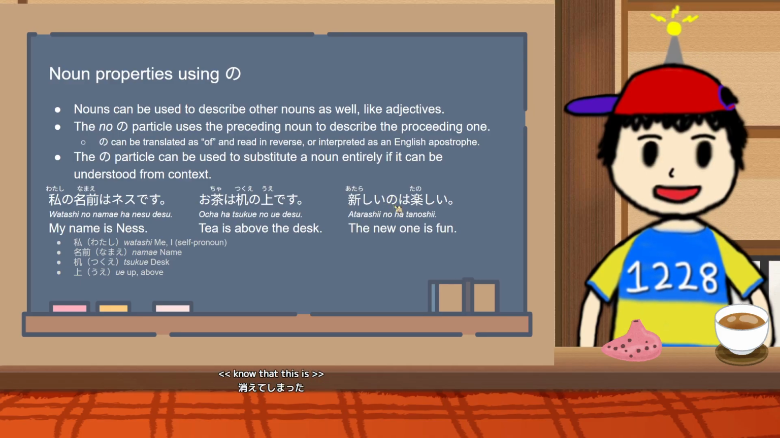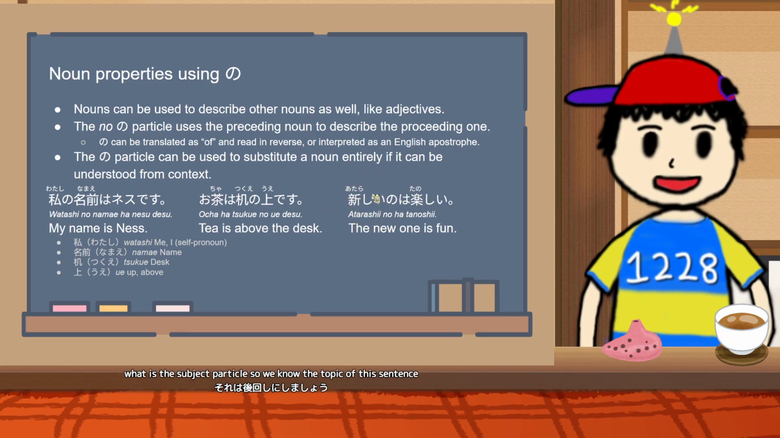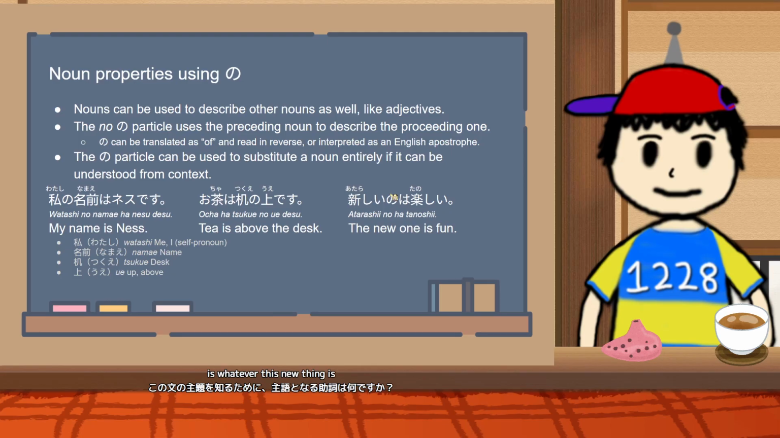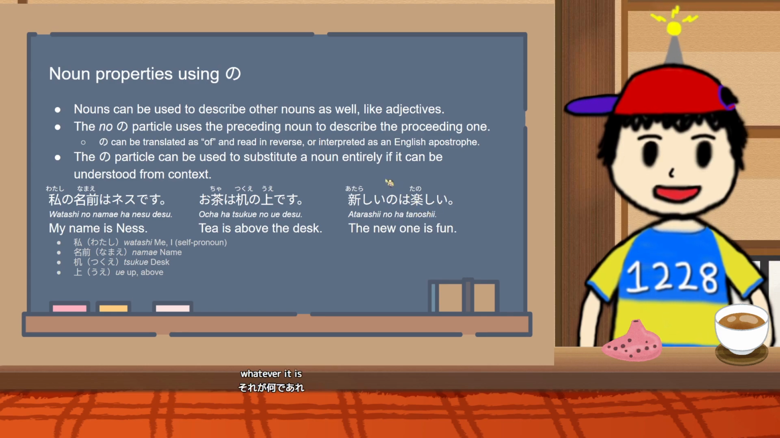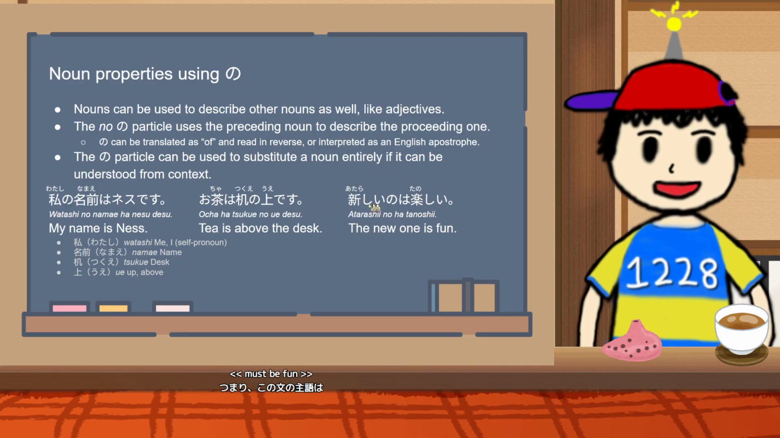So we know that this is referring to something, but we don't know what it is. So we'll use a placeholder noun instead. So we know that we're talking about a new something. Let's put that on the back burner. Wa is the subject particle. So we know the topic of this sentence is whatever this new thing is. What does it apply to? It applies to the rest of the sentence, which is tanoshi, being used to describe whatever it is. So the subject of the sentence must be fun. Atarashi no wa tanoshi. This new thing must be fun. This new one is fun.